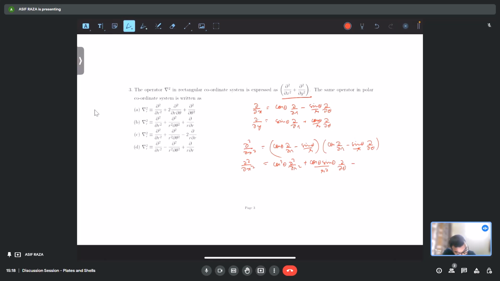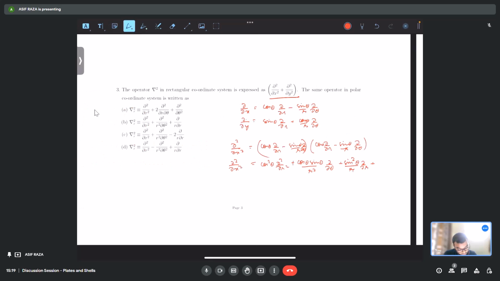Now for the second part, it is dou by dou theta. With respect to theta, only the first term is there, so that will give me minus sin theta, and overall we will have plus sin square theta r dou by dou r, and with respect to theta, the first term. So this would be two terms. First the theta part.